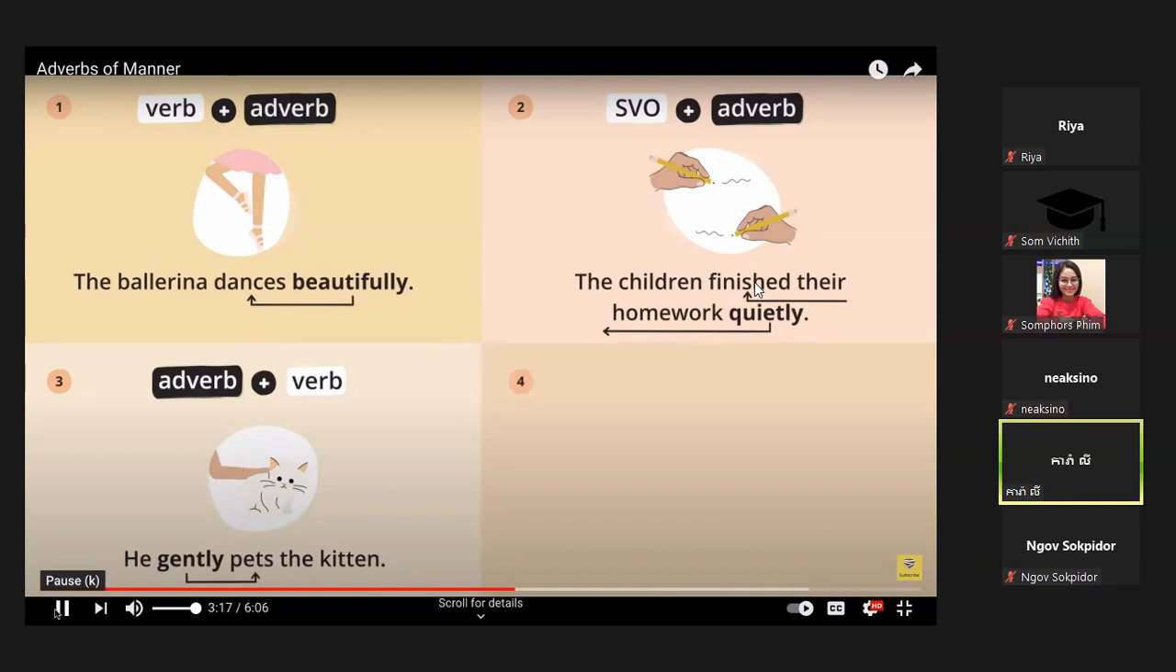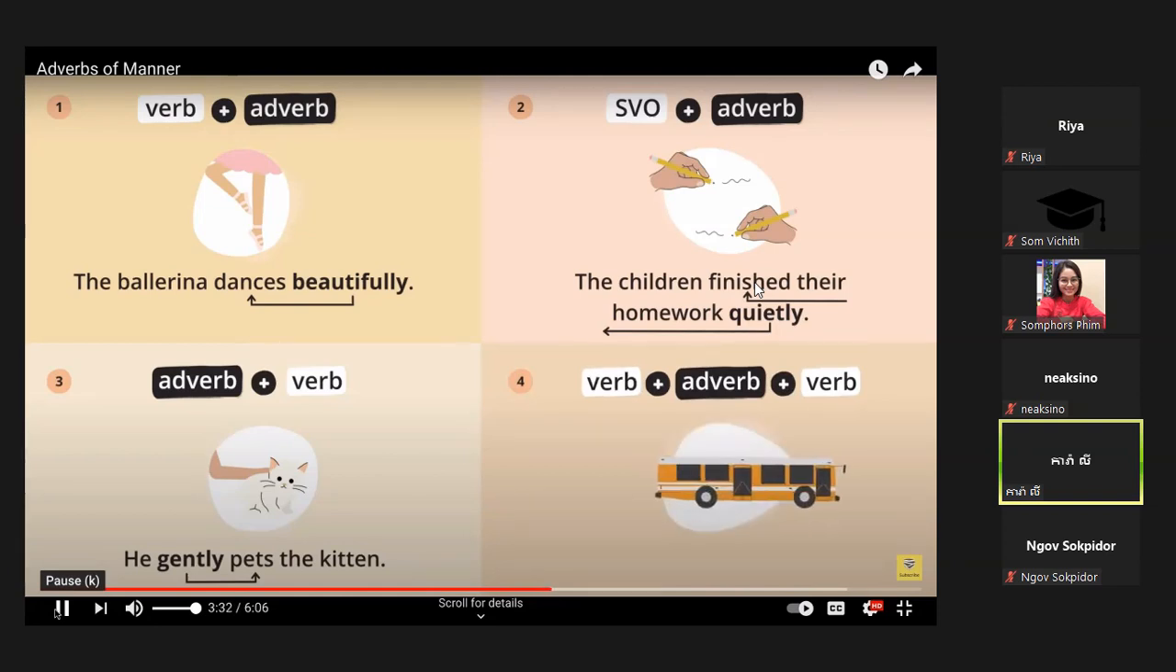The fourth pattern is verb plus adverb plus verb. When a verb has two or more parts, the adverb often follows the first part of the verb. For example, in the sentence, they are patiently waiting for the bus, the adverb patiently comes between are and waiting. Patiently describes how they are waiting for the bus.